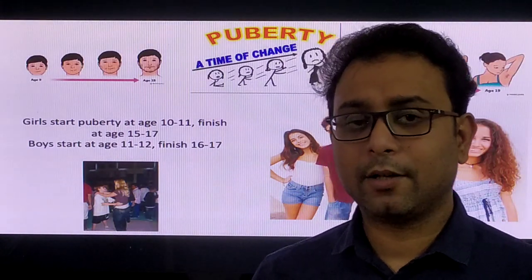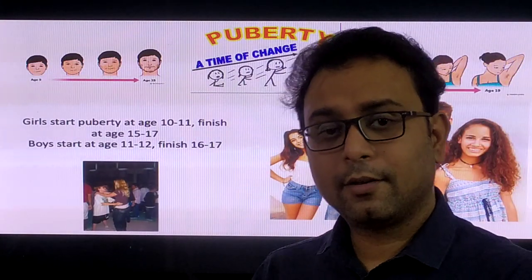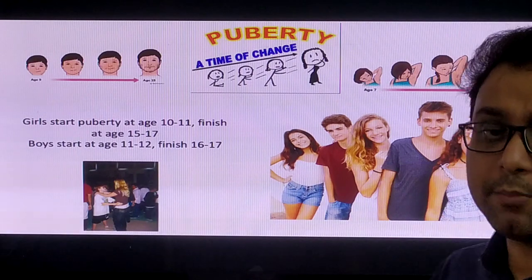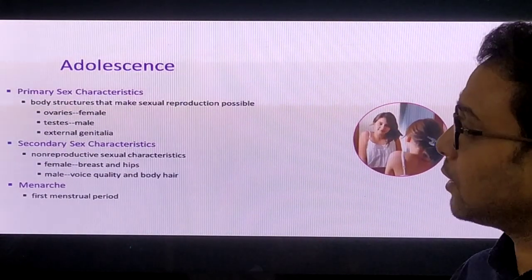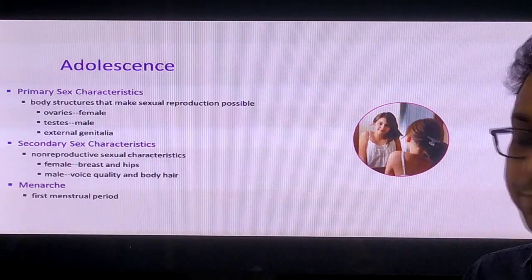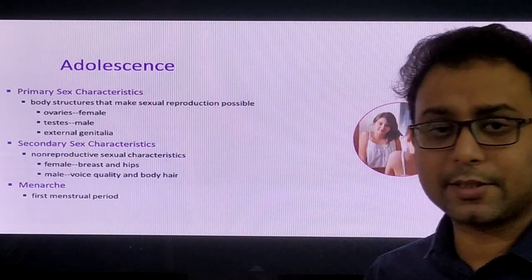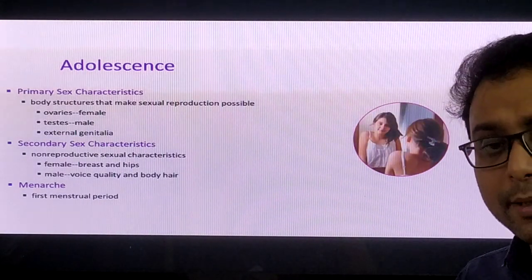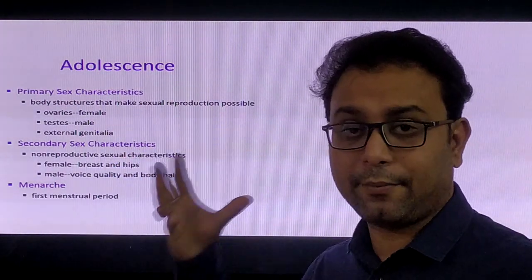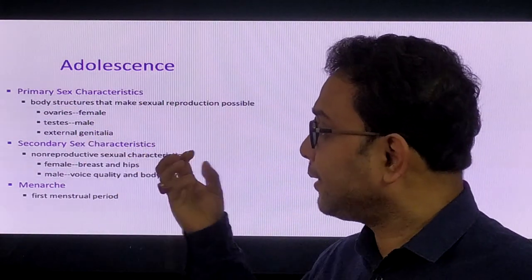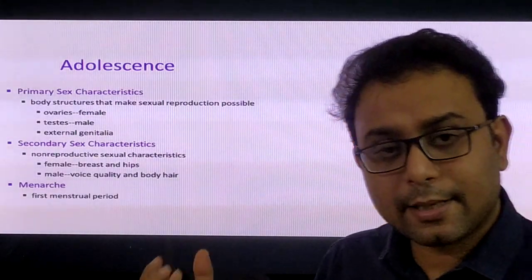That is puberty. Many students, now you are also in the adolescent stage. Adolescent means when you reach puberty, that time is called adolescence. In the adolescent stage, primary sexual characters and secondary sexual characters are ultimately developed. A primary sexual character is like the ovaries, developed in the female. On the other hand, testes are present in the male, where they are developed.